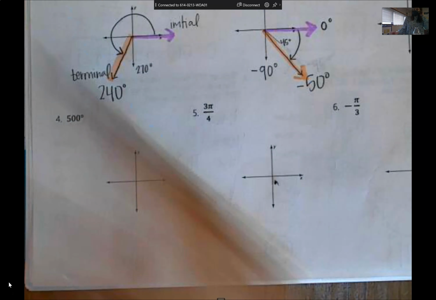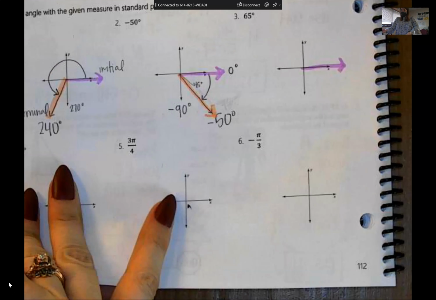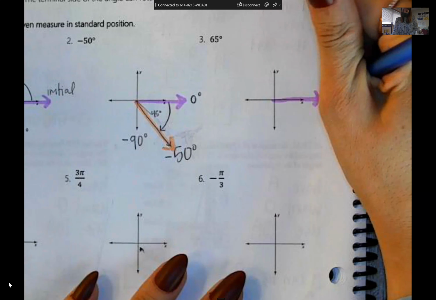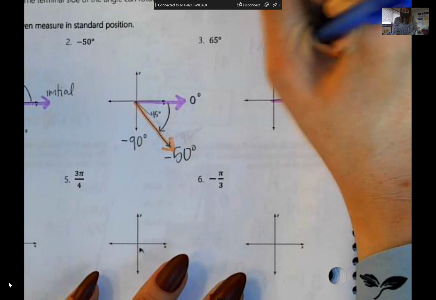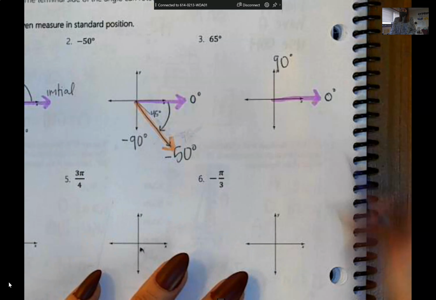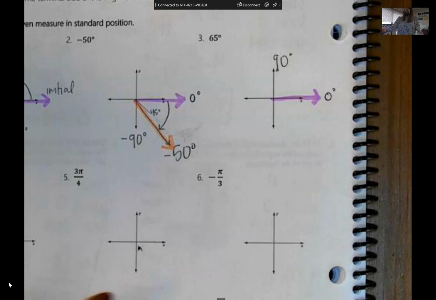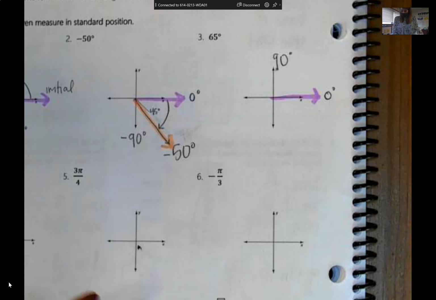Do you guys want to try 65 degrees? Yes. So remember, this guy is 0 degrees. This guy is 90 degrees. So 65 is going to be somewhere in this area. You decide where. Doesn't gotta be perfect. It's just gotta be almost perfect.